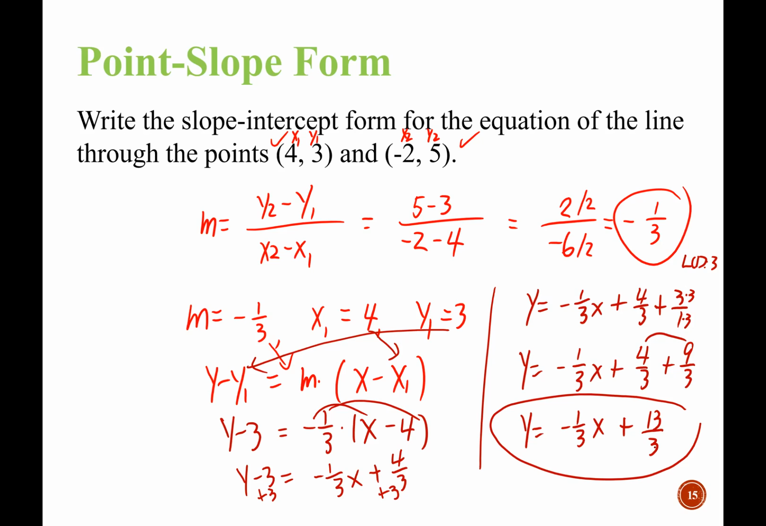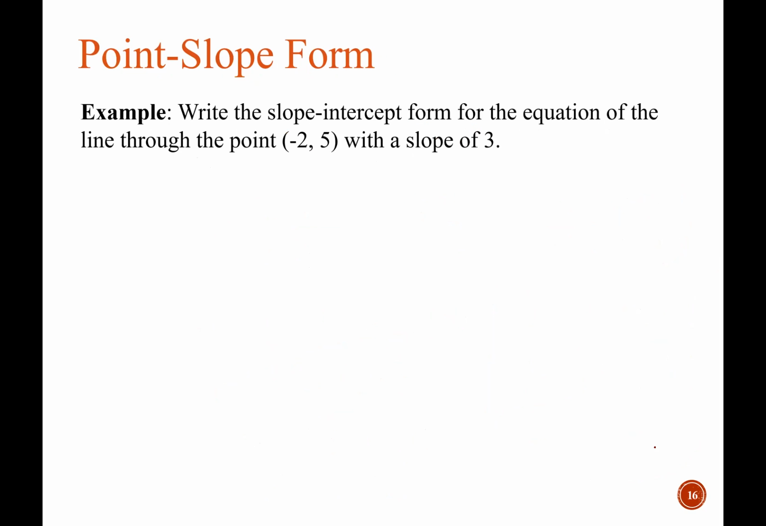Okay. All right. Or maybe you guys try this one, right? I give you a couple minutes. Quickly try this one. Write a slope-intercept form for the equation of the line through the point -2 and 5.